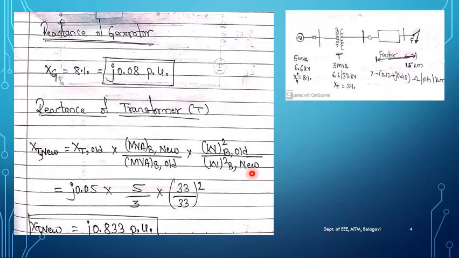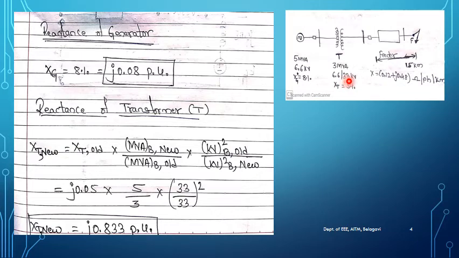According to this formula, the old reactance value of the transformer, which is given in our problem statement, is 5%. To convert it, it will be around j0.05. And the new MVA base, which is chosen on the generator rating, is 5, divided by the old MVA of the transformer, which is given in the problem statement as 3 MVA. So 5 divided by 3 into the old kilovolt rating of the transformer.